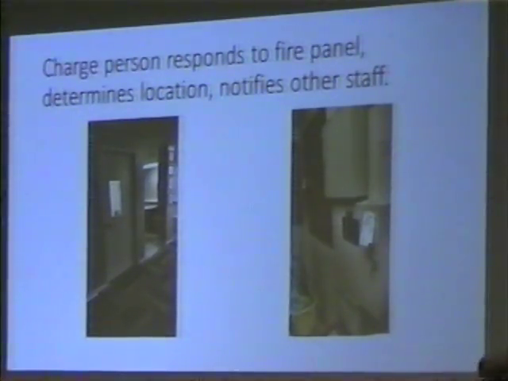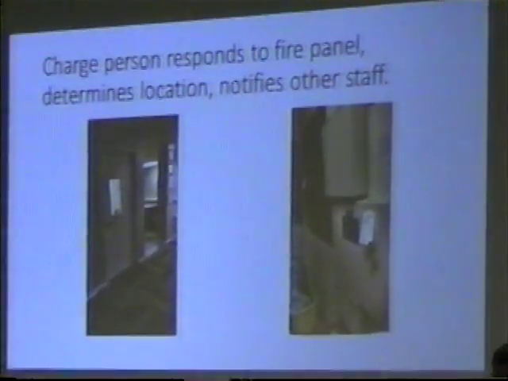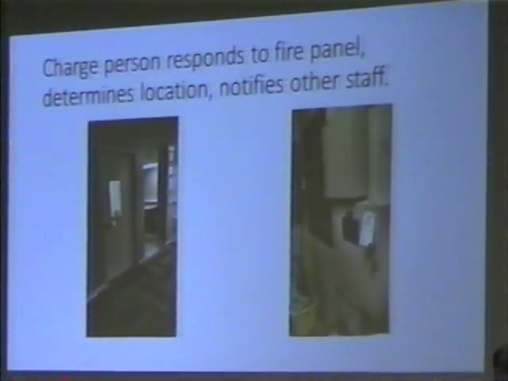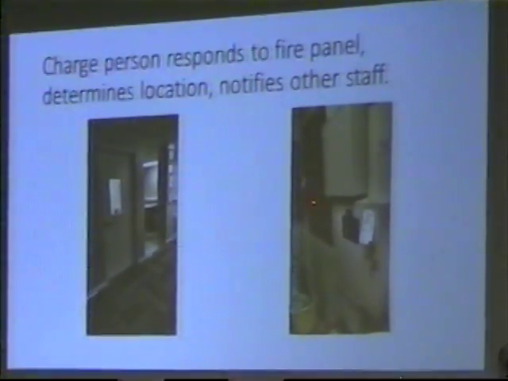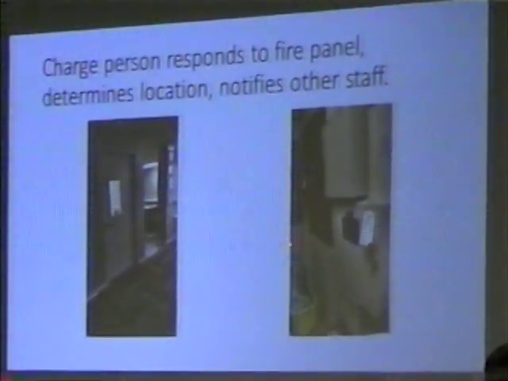Determines where the fire is at by looking at the fire panel. The bells are going off. If you're upstairs on the second floor, you got to fly downstairs to the first floor. Right here in the soiled utility room is this set of panels. This panel or this panel will tell you where the fire is at. And then if it's upstairs, you got to fly back upstairs.